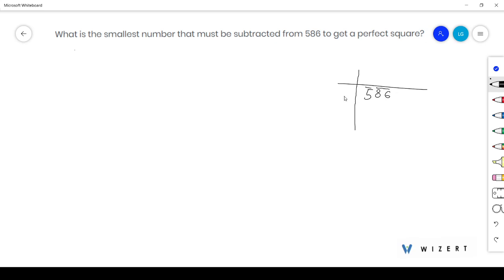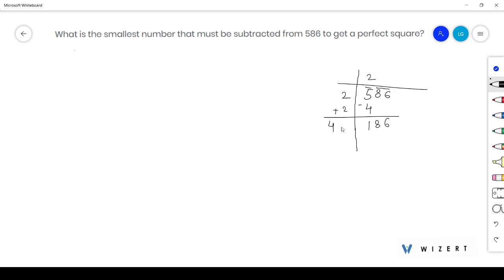Before 5, there is a perfect square 4, which is 2 squared. So here we can take a 2. Then 2 2s are 4. Here 5 minus 4 is 1. Move this 86 down. Then to get the next number, add this 2.